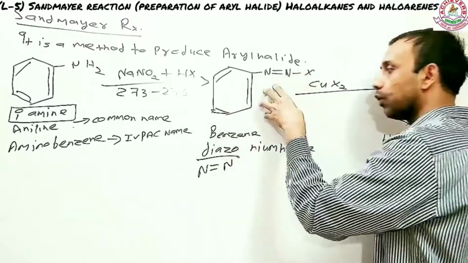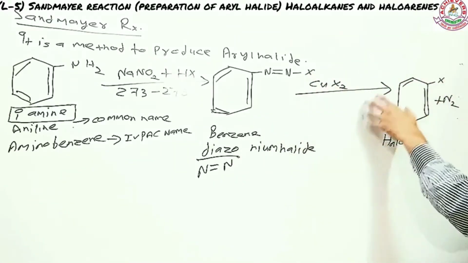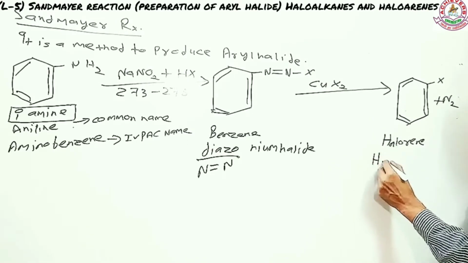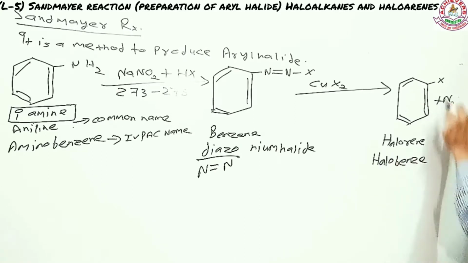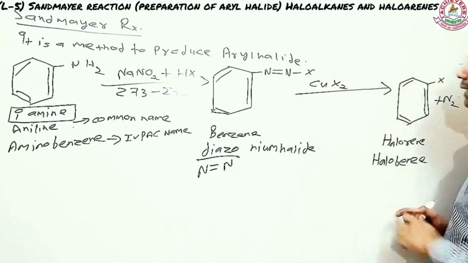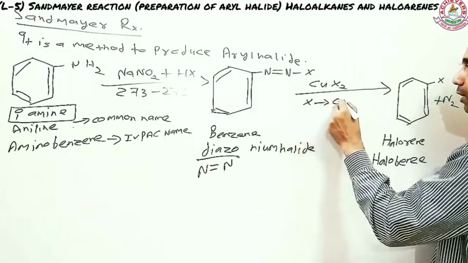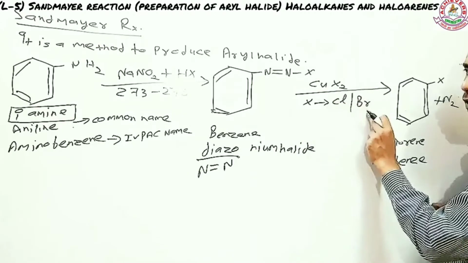After this product is formed, this is treated with cuprous halide, and once it is treated with cuprous halide, this particular desired product is formed, which is also called aryl halide or haloarene. You can also call it halobenzene, and nitrogen is removed as a byproduct. Now, you need to understand that the halogen, the X, may be either chlorine or bromine.